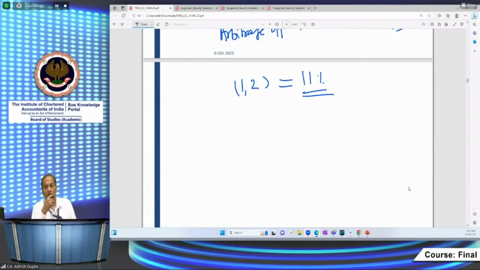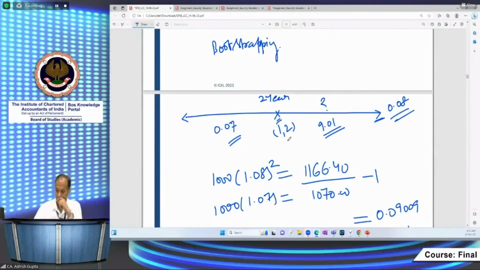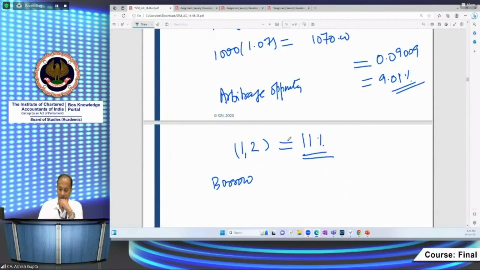Okay, I'm just showing you how an arbitrage opportunity comes. Suppose there is an investment opportunity that gives you a chance to earn 11% after 1 year, for 1 year. So what you do is you borrow at 8%. Say you borrow 1,000 rupees, so after 2 years your payment will be this much.